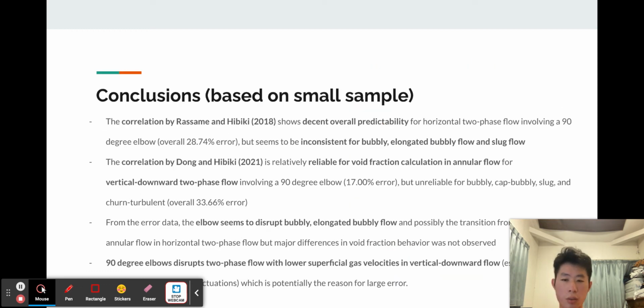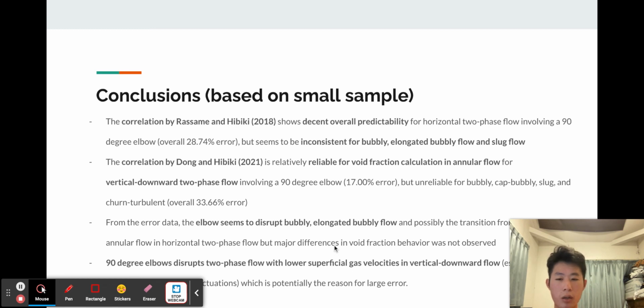A few conclusions can be made from my study, and this is based on a small sample, so we can't make huge assumptions. The correlation by Rassam and Hibiki 2018 shows decent overall predictability for horizontal two-phase flow involving a 90-degree elbow, but seems to be inconsistent for bubbly, elongated bubbly flow and slug flow. And the correlation by Dong and Hibiki for vertical downward calculation was relatively reliable for void fraction calculation in annular flow involving a 90-degree elbow, but unreliable for cap bubbly, slug, and churn turbulent flow.